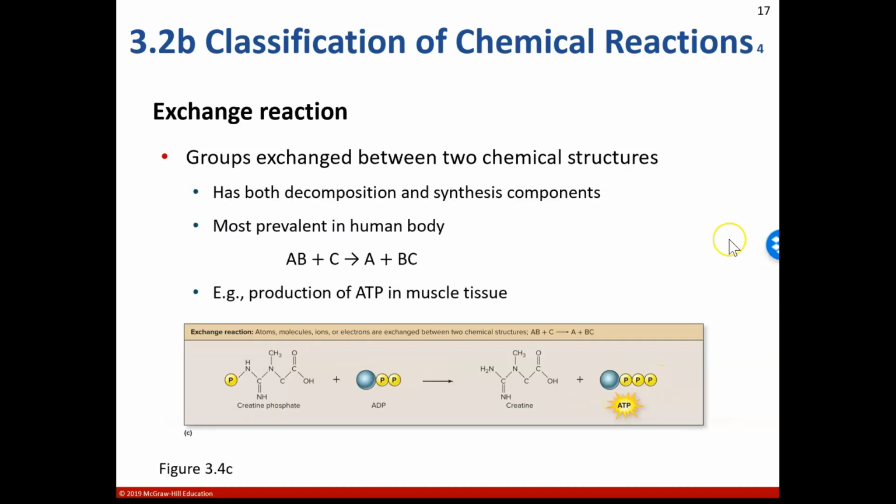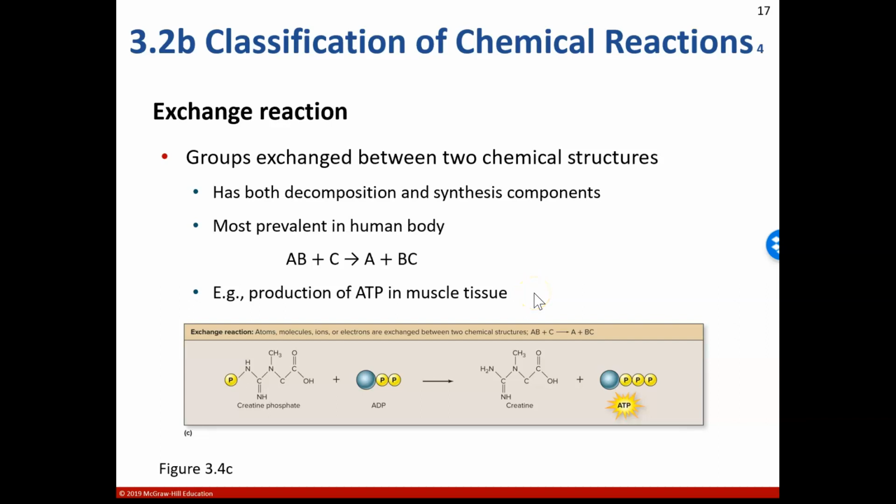And lastly, we have our exchange reaction. These are when groups are exchanged between two chemical structures. It has both decomposition and synthesis components. Most prevalent within our human body, and we could see a simple example of this over here, where we have the molecule AB plus C, and that has rearranged itself to become A plus BC.